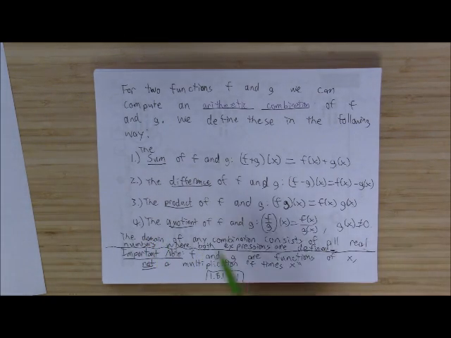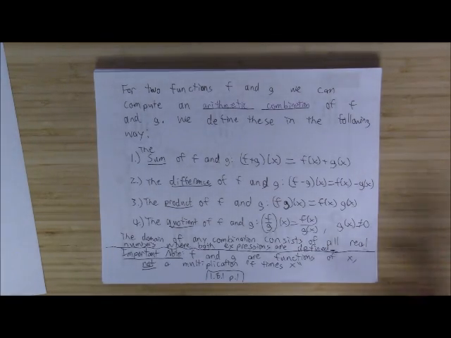Finally, the quotient of f and g we define as the function f over g, which we say evaluated at the value x is really just the value of f of x divided by the value of g of x, assuming, of course, that g of x does not equal 0, since we cannot divide by 0. Also, the domain of any combination consists of all real numbers where both expressions are defined.